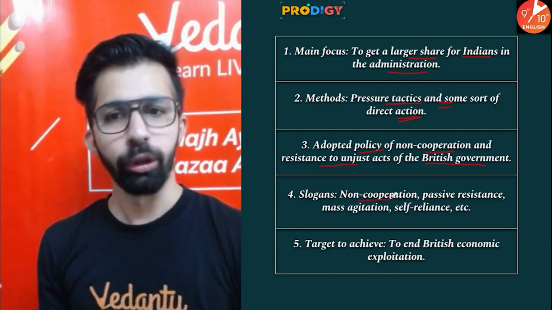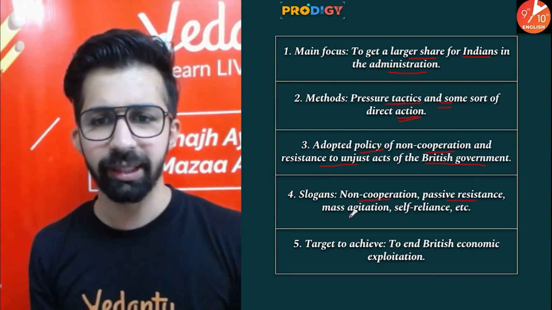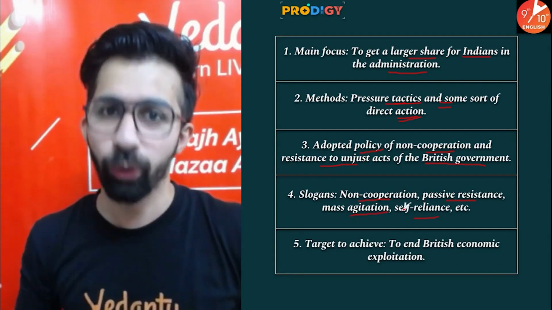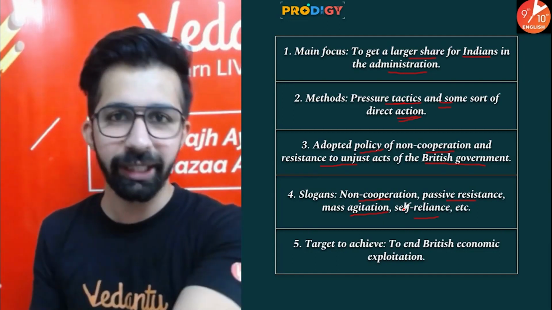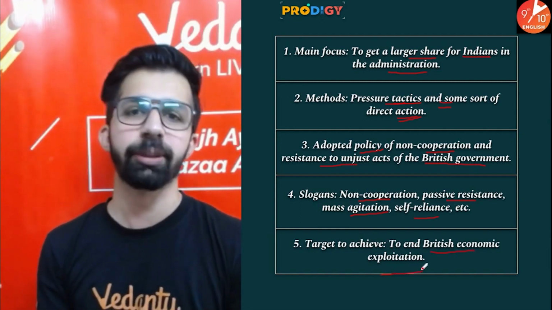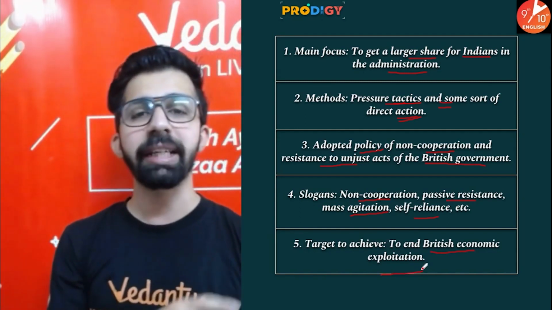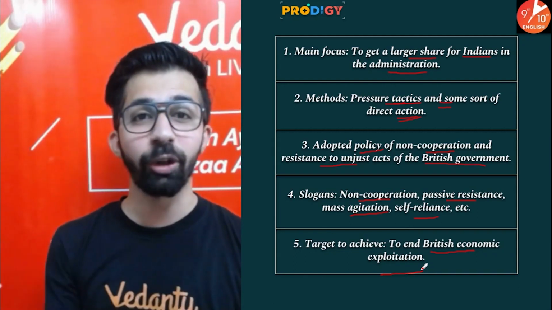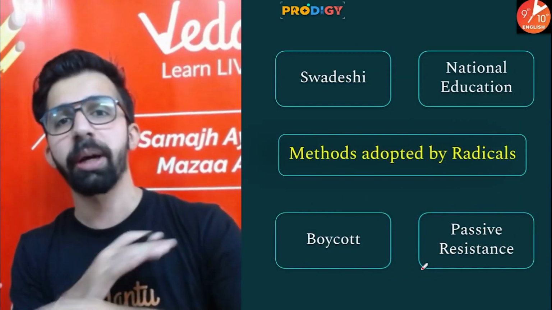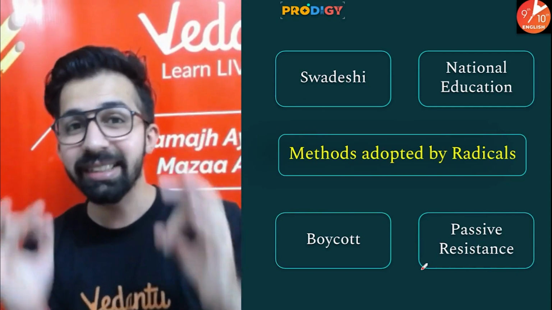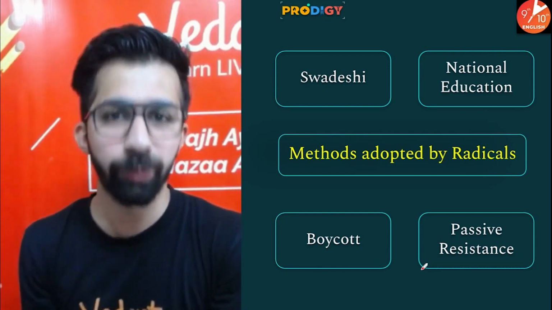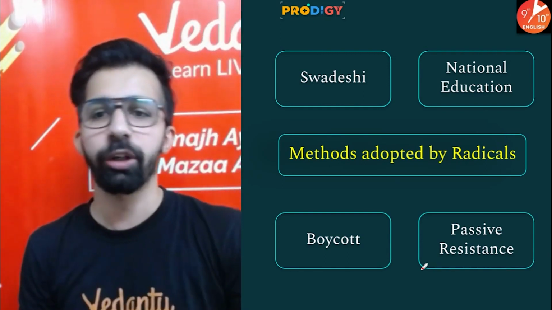What was their slogan? No cooperation, passive resistance, mass agitation, self-reliance, meaning independent. Everything I'm going to explain in detail in this session. What was the target? The target was to end the British economic exploitation in India. Guys, in my previous session, many times I told you how Indians were economically exploited by Britishers. Each and every segment of Indian society was exploited to a great extent, and these assertive nationalists wanted to end this economic exploitation. How? Let's understand. 4 methods were adopted by radicals.